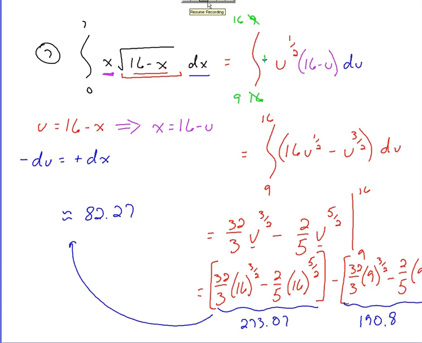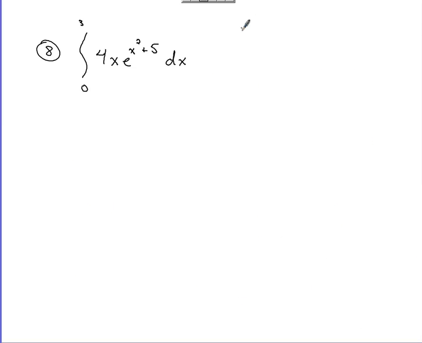Check me on this, but I got 82.27 as an approximation. What are we going to do first here? It's got an E, no big deal. Yeah, what's u going to equal? X squared plus 5, okay.